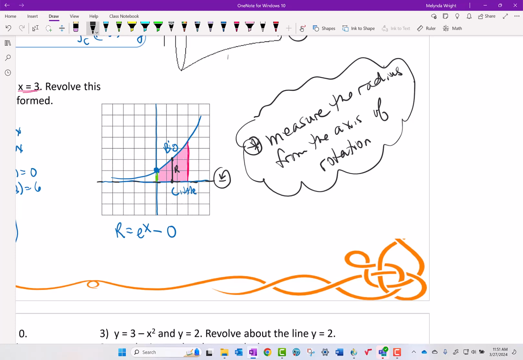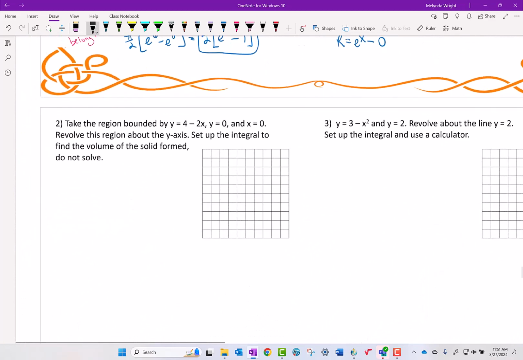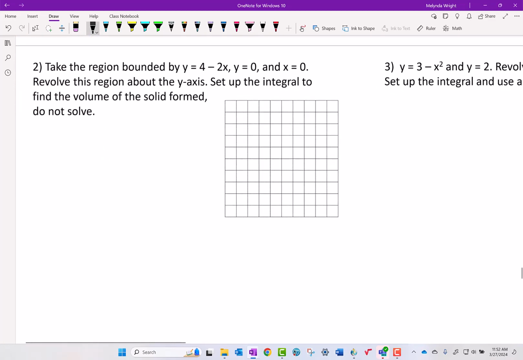All right, so let's go to the next one. So we've got a region bounded by a line and the axes. Revolve this region around the y-axis. Set up the integral to find the volume. Do not solve. Okay, we can do this.